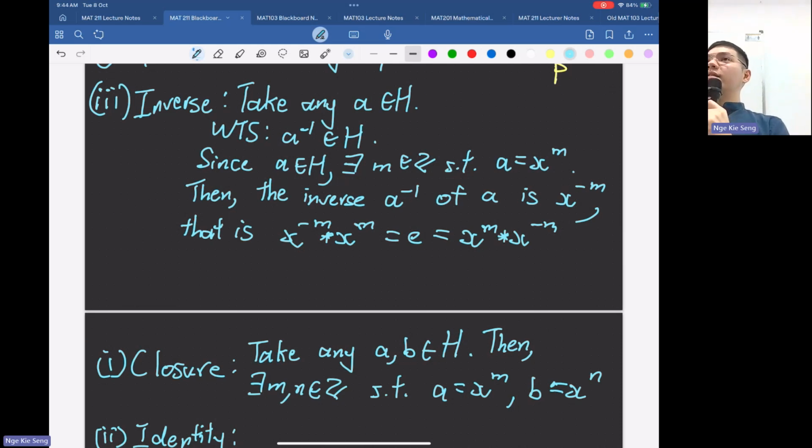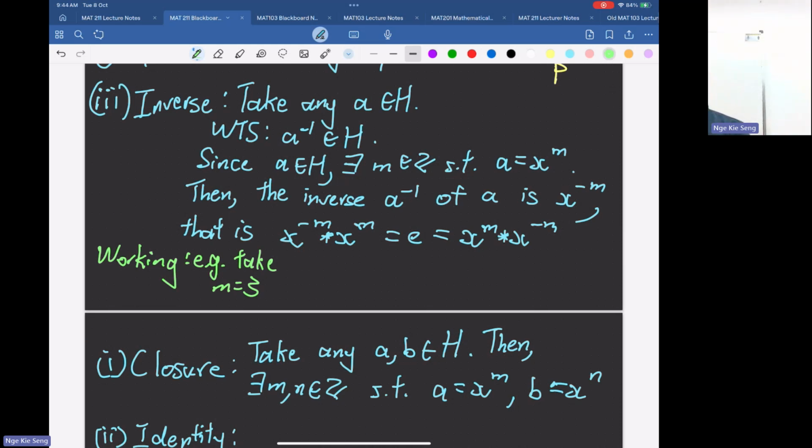You can use associativity to cancel out, starting from the middle. You understand what I say? So let's do some little working here, a small example. Take m equals 3. Then you need to imagine for general m what happens. If m equals 3, we have x to the minus 3 times x to the 3.